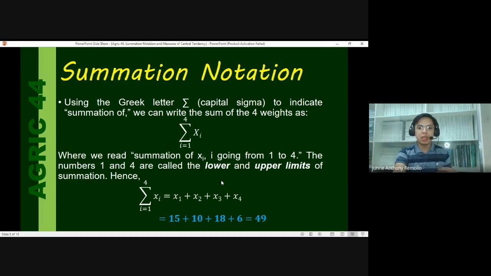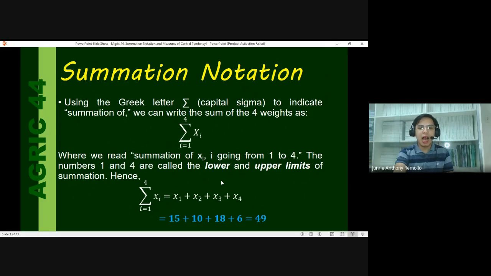Hence, we could read the equation as summation of xi, wherein n is equal to 4 and i is equal to 1, is equal to x1 plus x2 plus x3 plus x4. So consequently, we can now derive those values from the first example, wherein 15 plus 10 plus 18 plus 6 is equal to 49.